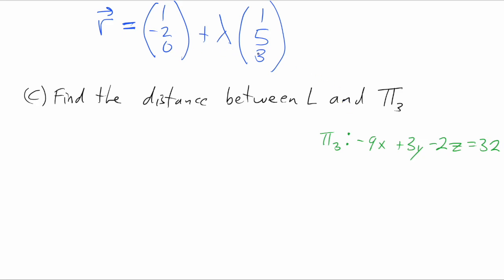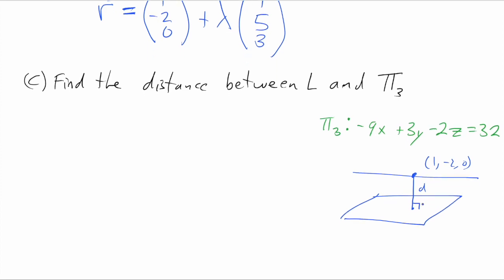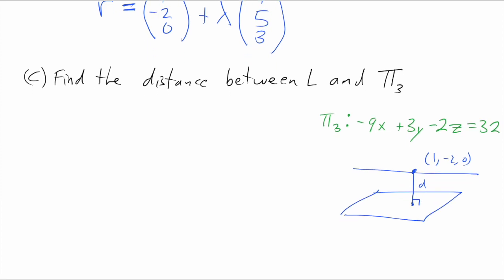So if it's parallel to the plane, we can pick any point on this line and then find the distance from the point to the plane. So let's pick this point here, and let me just draw a picture of the plane, and the line is parallel to the plane, and there's a point 1, negative 2, 0. So we're going to find that distance, right? And the direction of this line, of course, is negative 9, 3, negative 2. Okay? So we're going to find the equation of this one here and then find the distance.